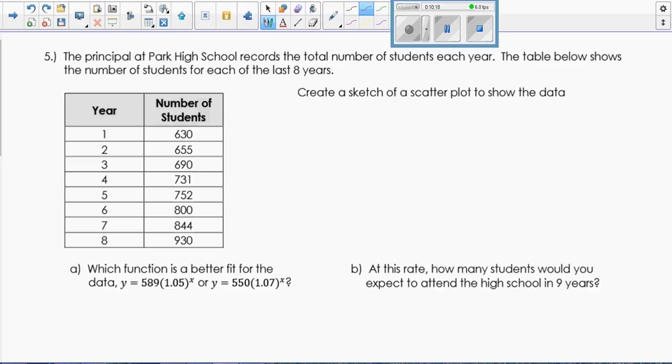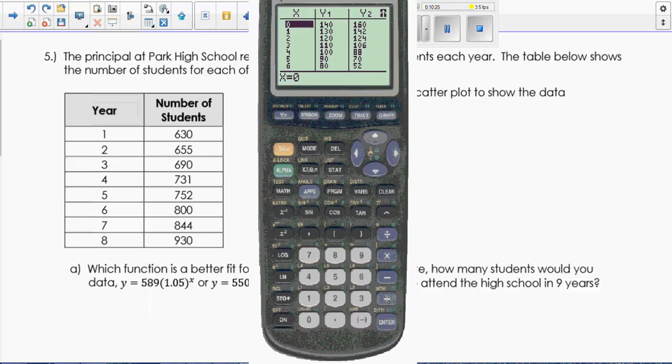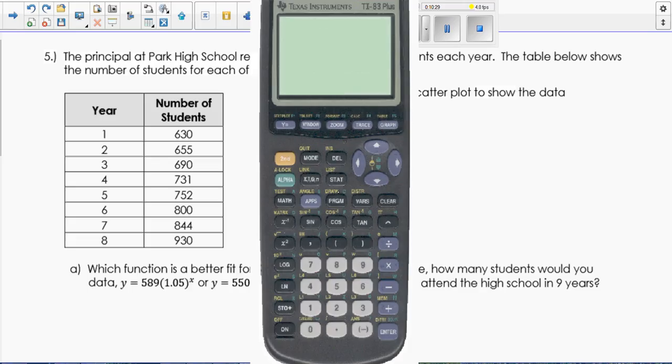So here's what we're going to do. We're going to take our calculators and clear out everything that's in it. So second plus 7, 1, 2, we're going to get used to doing that. We're going to enter this data in, so go ahead and hit stat, edit, so stat, enter.